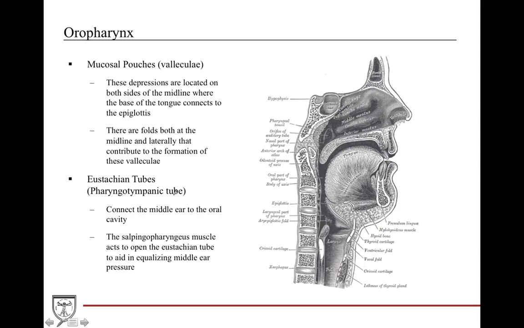You have little mucosal pouches, and these are like depressions that are located on both sides of the midline where the base of the tongue actually connects to the epiglottis. So if you imagine right here, it's hard to see, but you would have a pocket on this side, and you have a pocket on the other side of the tongue.